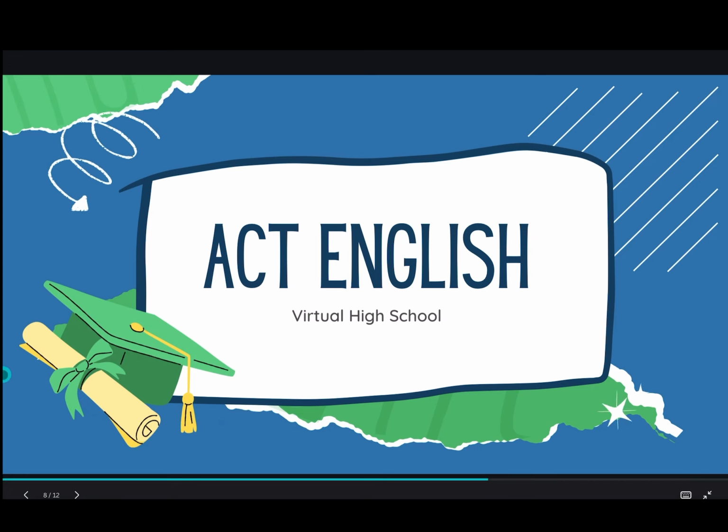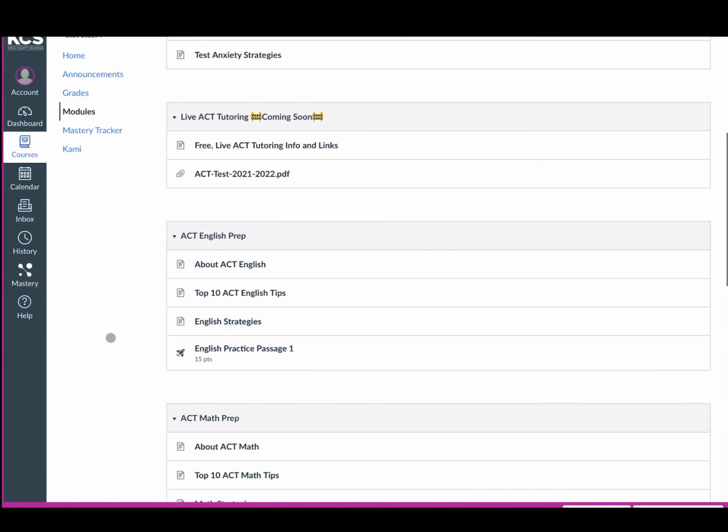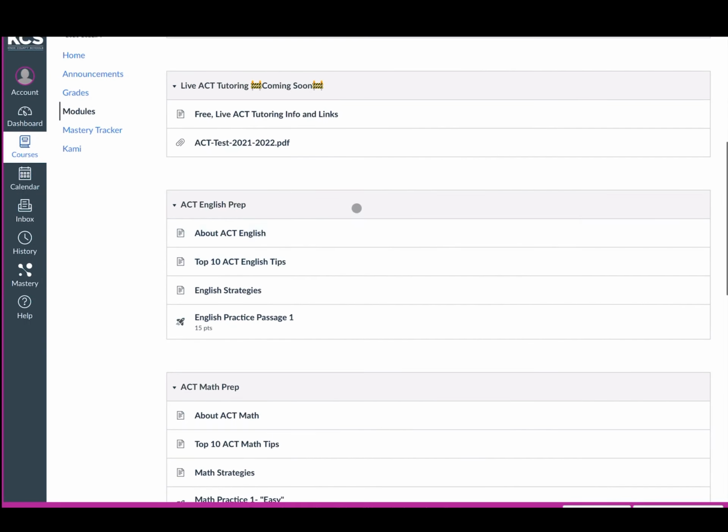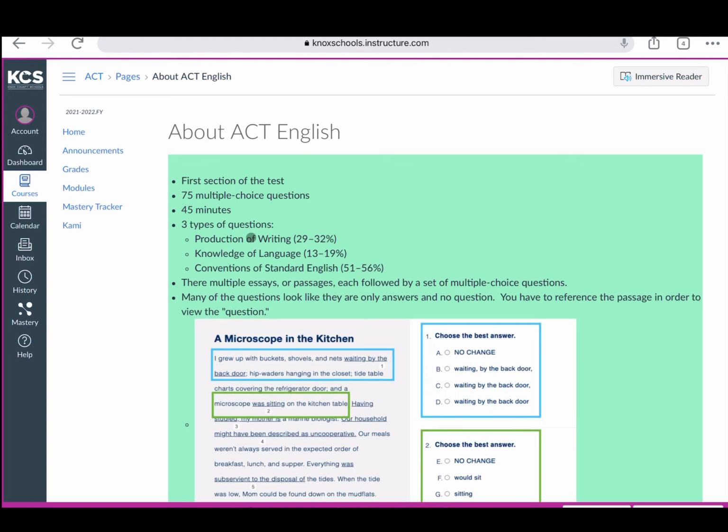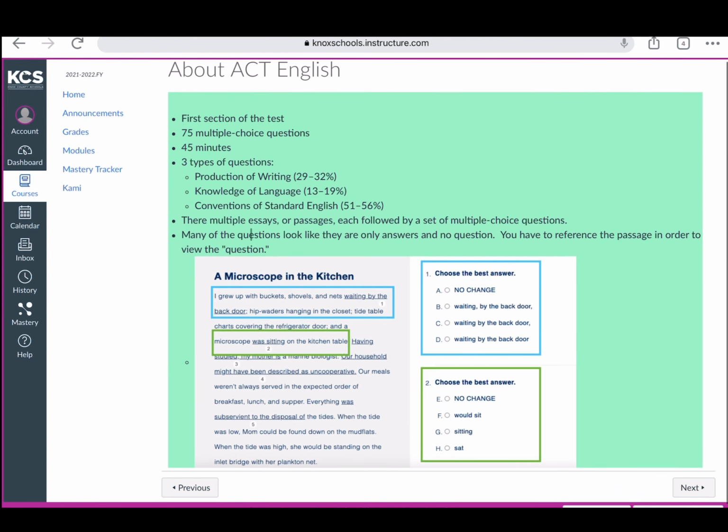Let's look at our ACT Canvas page. If you go to the modules on our ACT Canvas page, you're going to see a module dedicated to English prep. We're going to quickly talk through this module. Up first, about ACT English. You know that this is the first section of the test. It's 75 questions in 45 minutes. Remember, you are going for at least a 21 on the ACT, which means you just need to get a 60% on the section to get that 21. There are 3 types of questions, but in general, you're looking at the grammar and mechanics of writing.